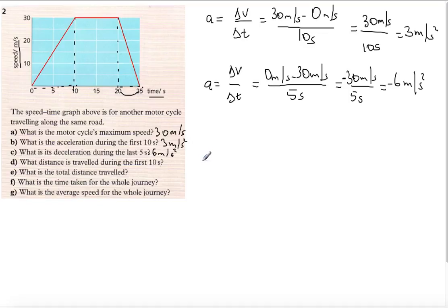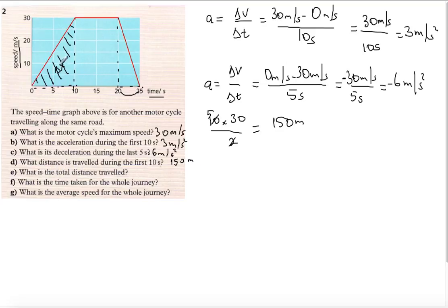What is the distance traveled during the first 10 seconds? Taken distance in a speed-time graph is under the graph. The area under this graph gives us the taken distance. It is the area of a triangle, and it is 10 times 30 out of 2, which gives us 150 meters. So the answer of D is 150 meters.